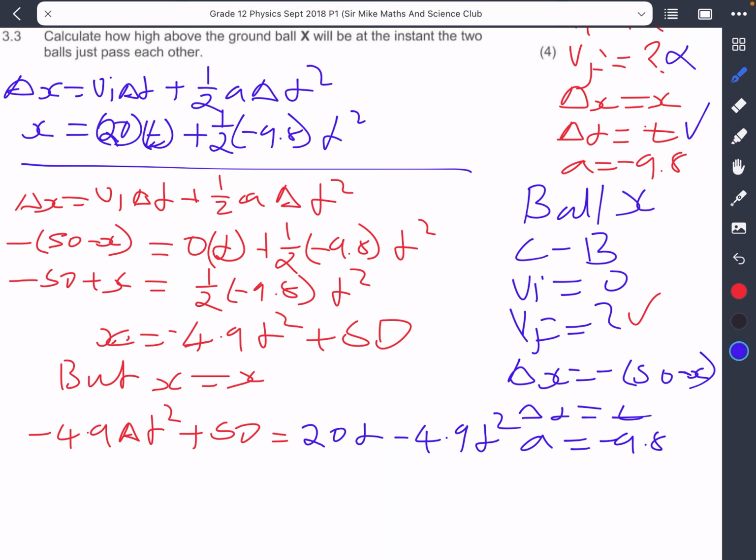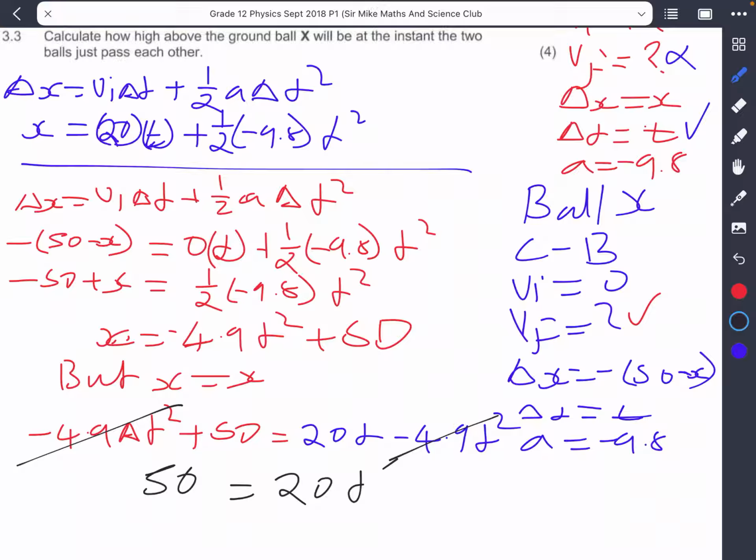What you can note is that I thought we were going to use a quadratic formula, but the negative 4.9 t squared will simply cancel with the negative 4.9 t squared on the other side. So what I'm left with is simply 50 equal to 20 t. So that's what we have there.